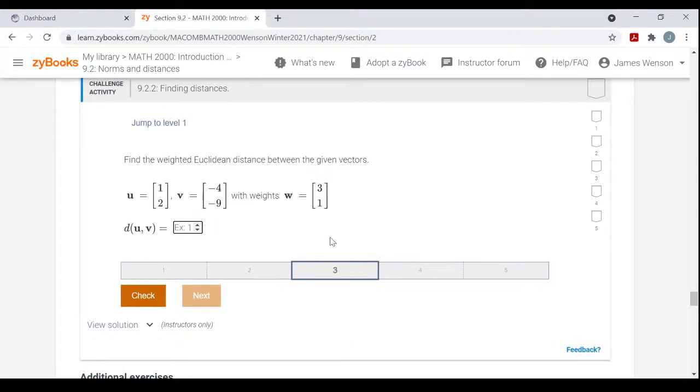Level 3. Now the weights here, so you take u minus v. Then you're not doing the dot product, you're doing 3 times the first components plus 1 times the second components and products, and then adding those up. So it's a weighted Euclidean. So it's like the dot product, but with a coefficient of 3 on the first components and a coefficient of 1 on the second. So you take u minus v, do this weighted Euclidean inner product of u minus v with itself, then the square root of that.